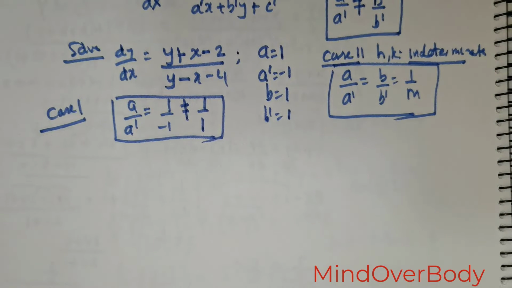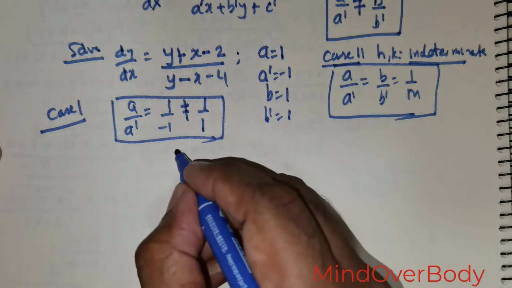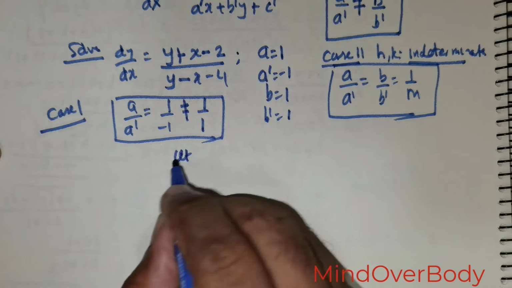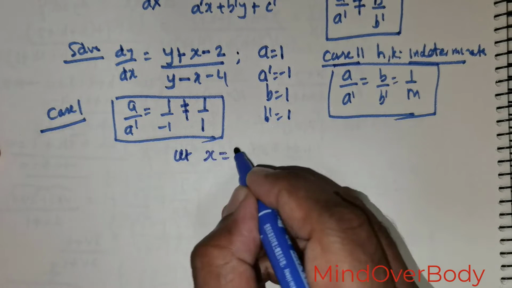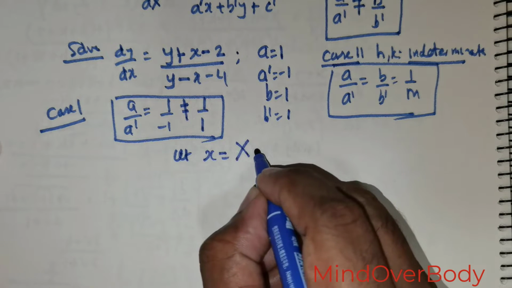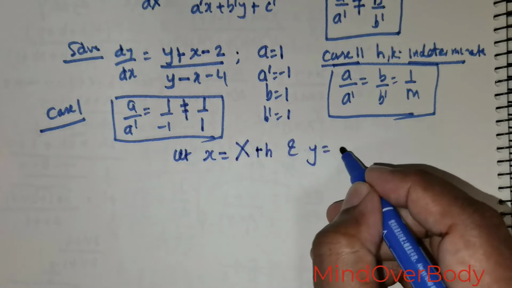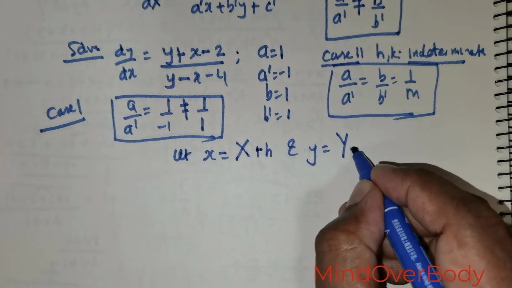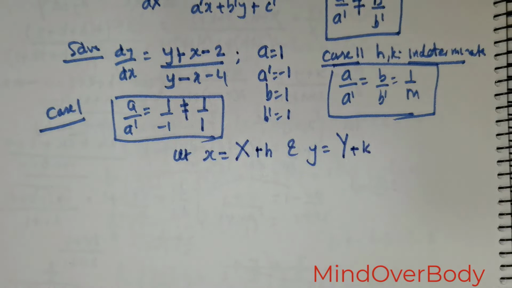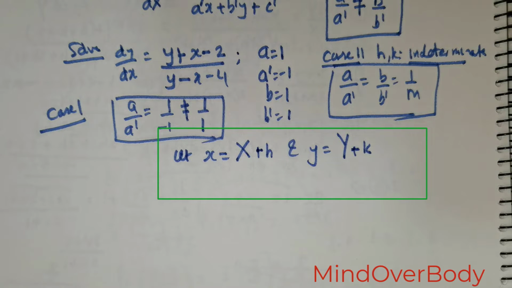So to solve a case 1 homogeneous system, what should we do? We need to make the following assignment. We need to take x is equal to capital X plus h, and lowercase y is equal to capital Y plus k. This is the substitution we will have to make.